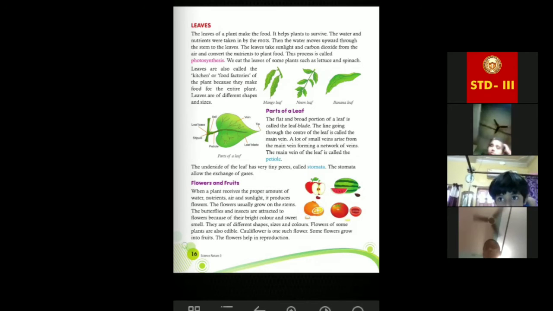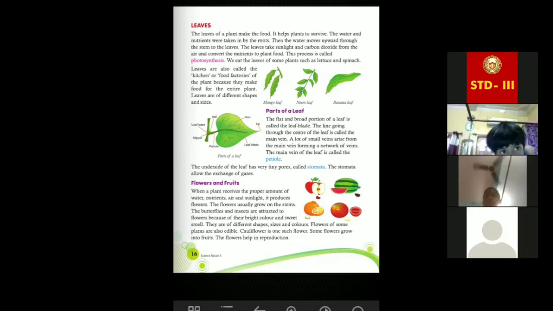Now we all need food to remain alive for our survival. This food we get from the plants. Plants can make their own food, but we cannot make our own food ourselves. We need to take the food from the plants. Now plants can make their own food. How do plants make this food? We get the food from the plants.